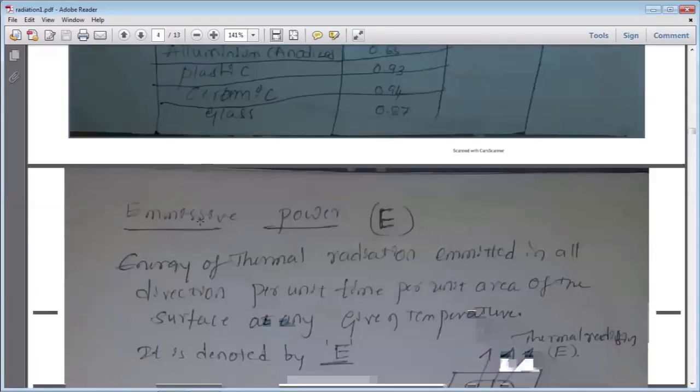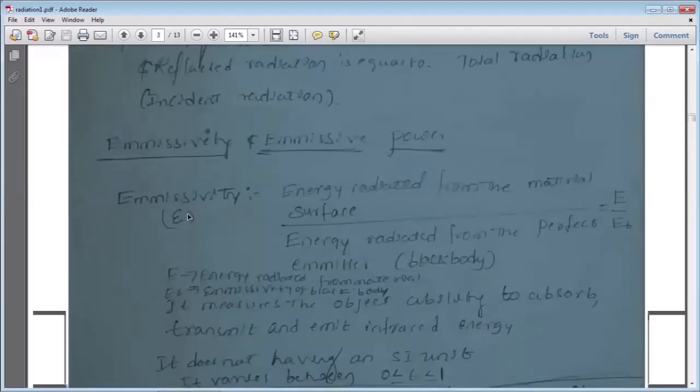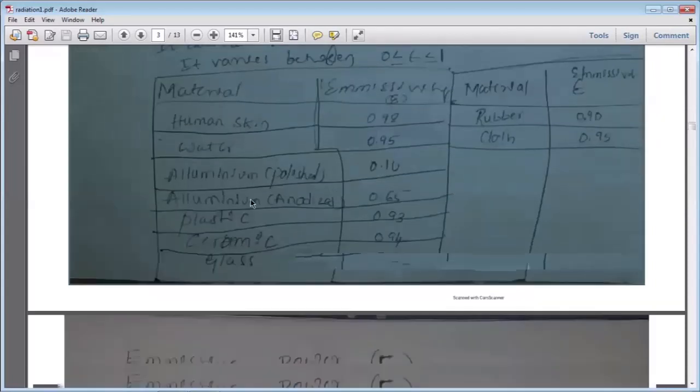So next we discussed what emissivity is. Emissivity is the ability of the material to radiate from the material surface. You can compare it with a black body. Understand? Okay. So this one is the emissivity.